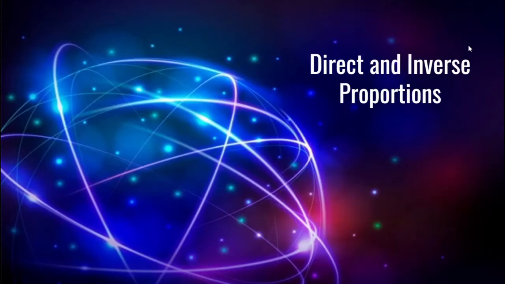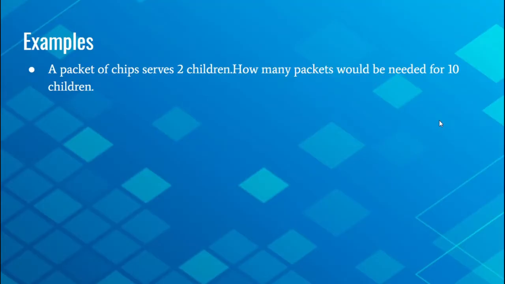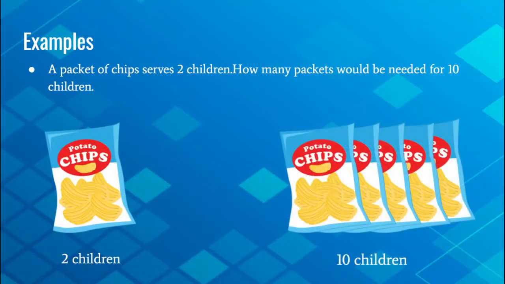Direct and inverse proportions. Let's understand these with a few examples. A packet of chips serves 2 children. How many packets would be needed for serving 10 children? The answer is 5 packets would be needed to serve 10 children.